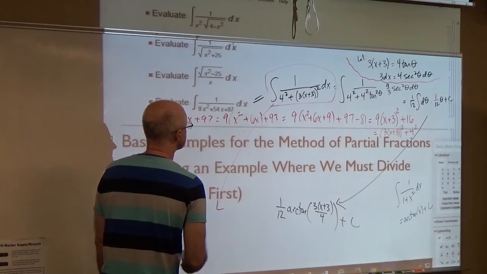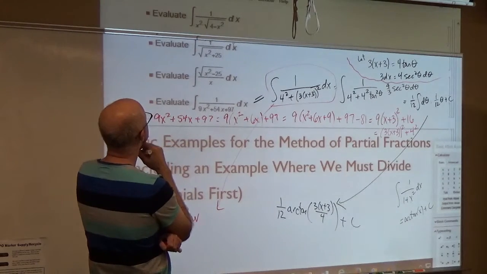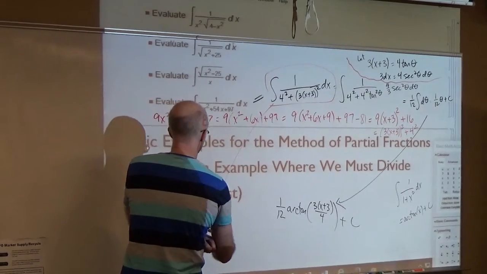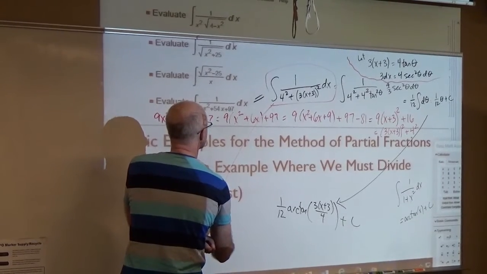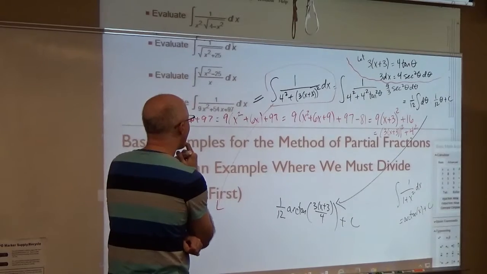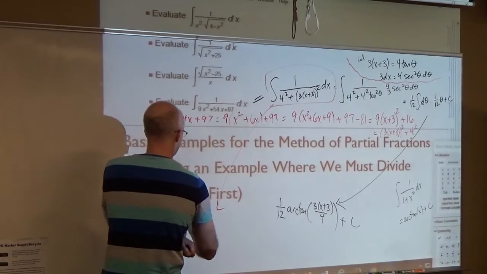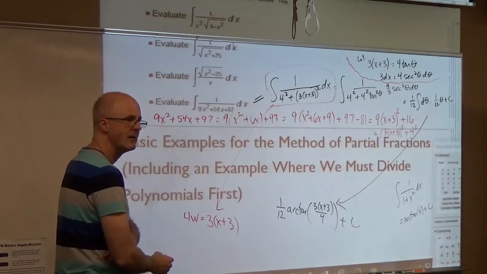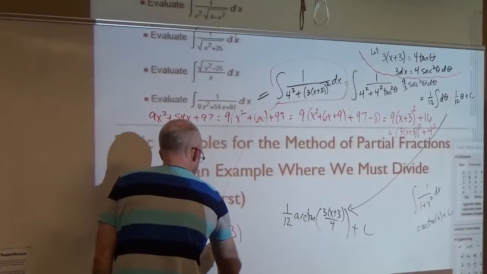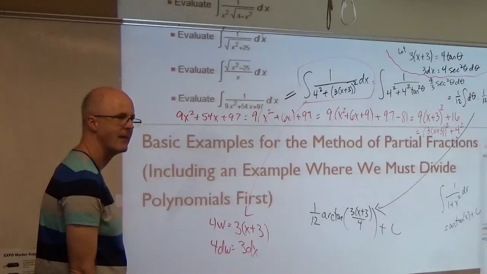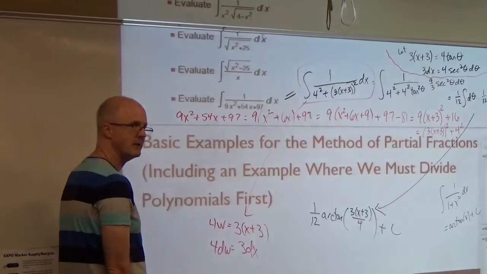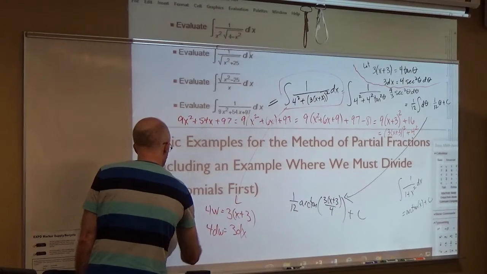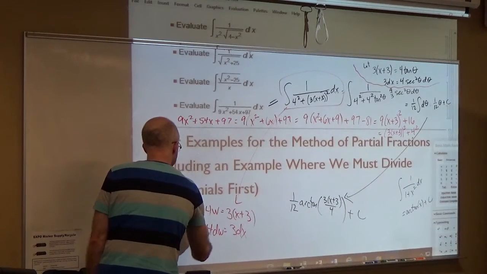W equals 3/4 or 4/3. I think it's 4/3. Oh, how about this? 4w equals 3 times x plus 3. For dw would be 3 dx then. dx would be 4/3 dw. You get the integral of 1 over 4 squared plus 4w squared times 4/3 dw.